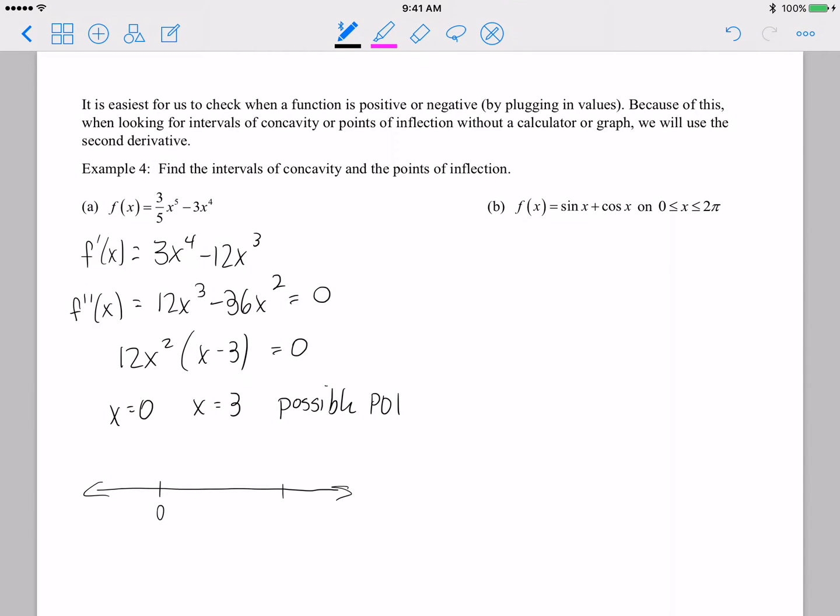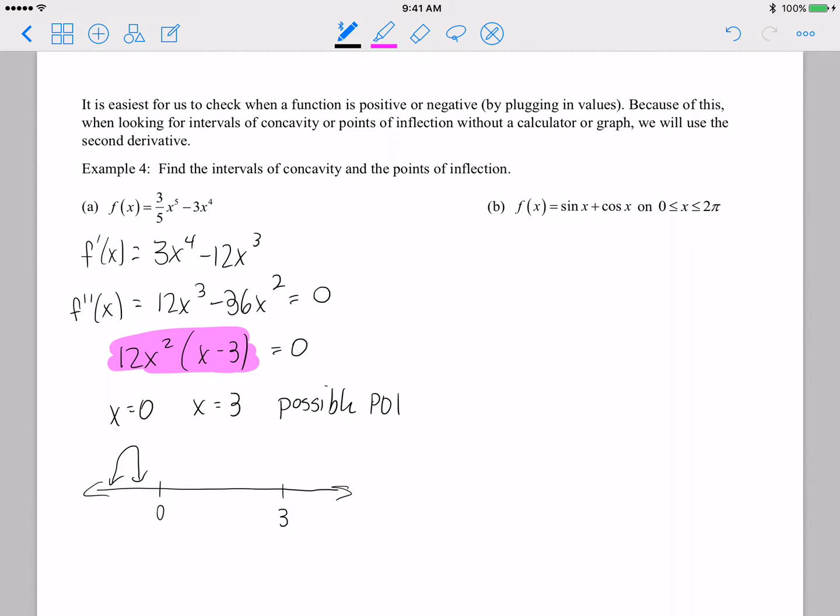Okay, so we're going to put 0 here and 3 here. And so if I plug in -1 to the factored version of the second derivative, which is right here, then 12 times -1 squared is positive, and then -1 minus 3 is negative. So a positive times a negative is a negative, and so I'm going to draw concave down in that section, since if the second derivative is negative, that means that the function is concave down.